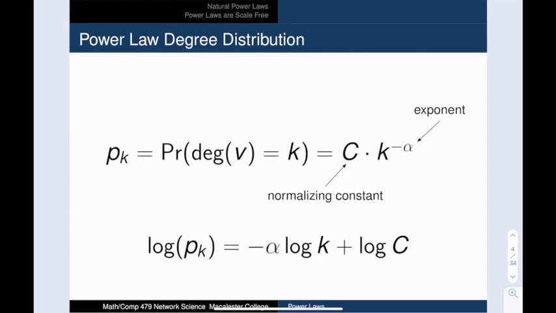Here's the probability mass function that governs a power law degree sequence. The probability p sub k that a vertex chosen uniformly at random has degree k is proportional to k to the negative alpha. Taking the log of both sides shows that log of p of k is linearly related to log of k. The slope of this line is negative alpha, and this is why we get a line with negative slope when we plot a power law using a log-log scale.